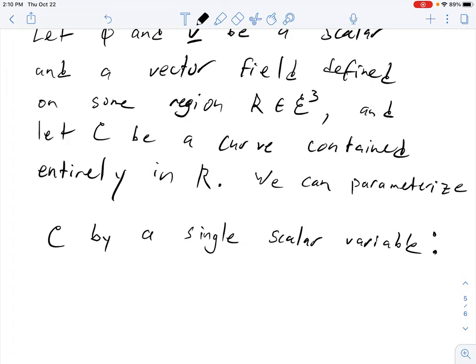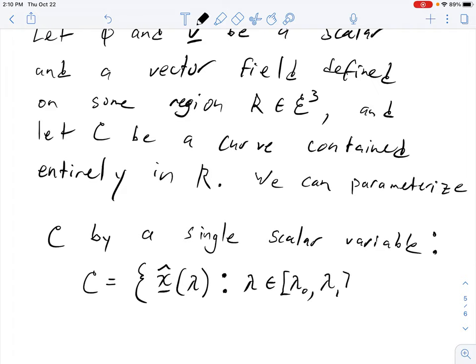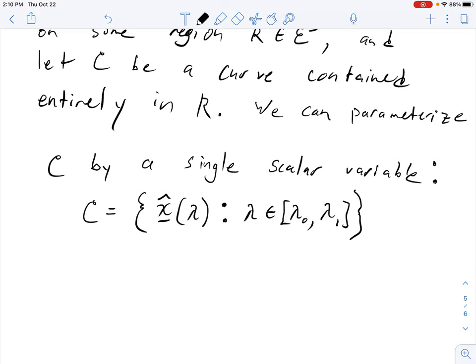So we'll say C is equal to the set of points x hat of lambda. So x hat is a function that maps the interval lambda in the closed interval from lambda naught to lambda 1. So x is a specified function from that interval to Euclidean space, and it defines a curve, which is C.